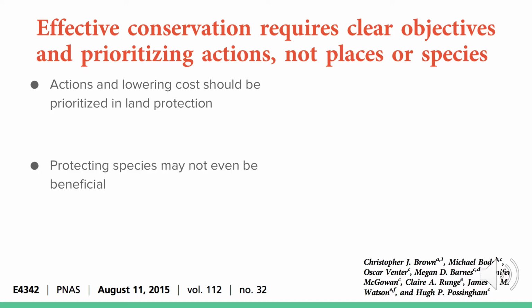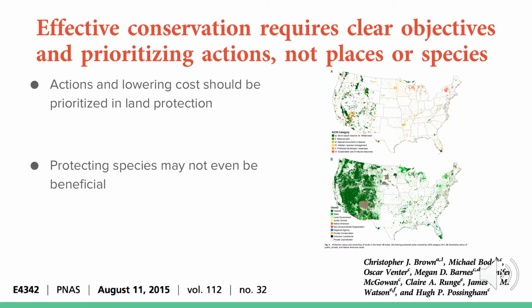It is also unclear about whether or not protecting these areas of high species diversity would actually achieve any particular objective. The maps show protection status and ownership of lands in the United States.